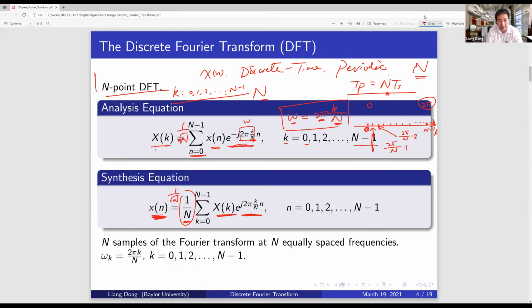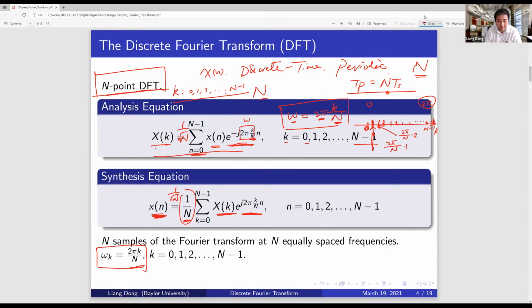Okay, so this is N samples of the Fourier transform at N equally spaced frequencies. Therefore, we call that an N-point DFT. The period is N, in both time and frequency. And we also have this, as I mentioned, the omega on this particular frequency bin, or the frequency being the kth, omega sub k is equal to 2 pi k over N.